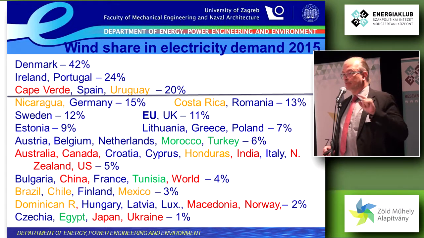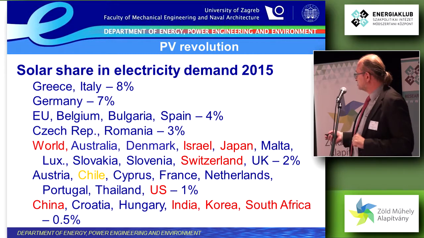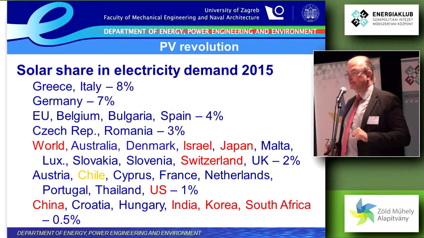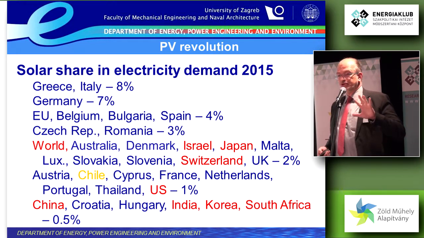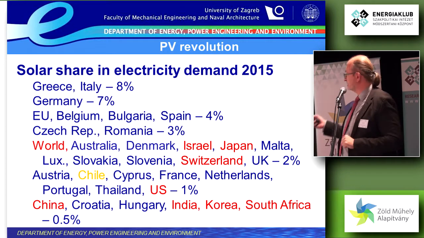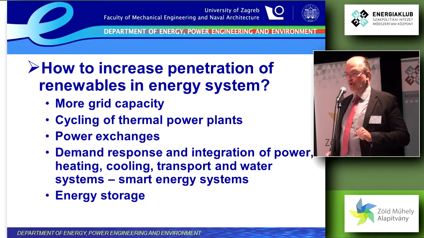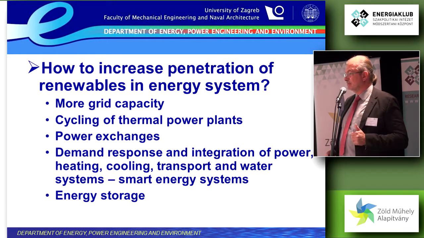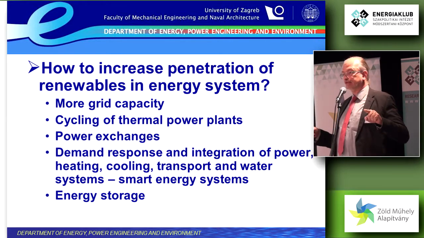You have to think about technologies for how to integrate so much wind. If we look at solar, some countries are already at 8%. It's easy to integrate around 10% of solar. Above that, you need to think about technologies for integration. So what do we do? We need more grid capacity because it's much easier to integrate if you have everything connected.